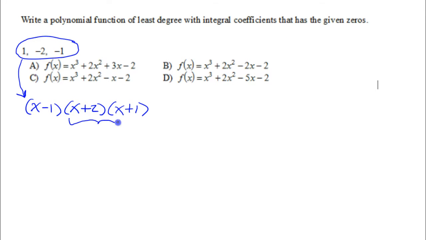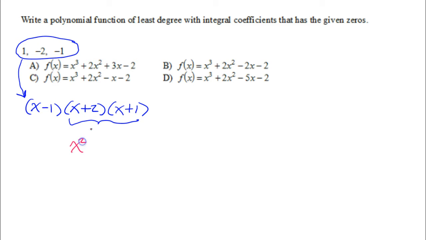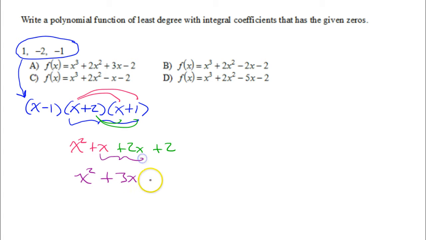So I like to take the two on the right and multiply those together. So that's going to give me x squared. I'm just doing the distributive property. So I've got x squared plus x. And then I've got 2x plus 2. So that gives me x squared plus 3x plus 2. And I'm just bringing down the x minus 1 that I had in the first place.